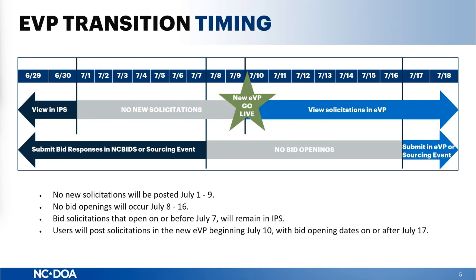If you have some current solicitations that were already posted in IPS and are going to open after July 17th, those will be automatically converted over into the new system. So they were announced here. They will then be re-available for the vendors to evaluate and see if they want to respond on July 10th, but vendors won't be able to actually respond until after July 17th. So that gives a week of transition to get used to the new system before responses are due.